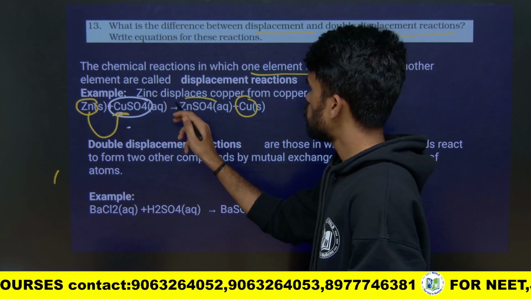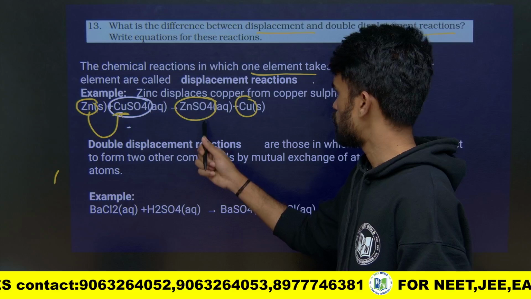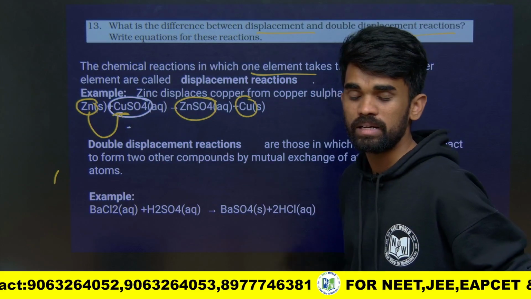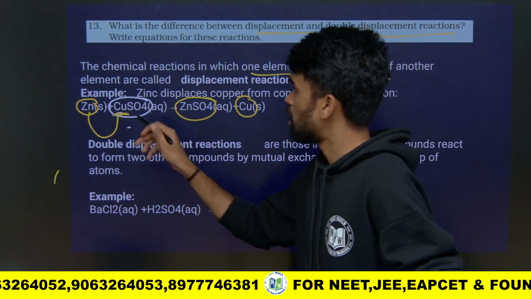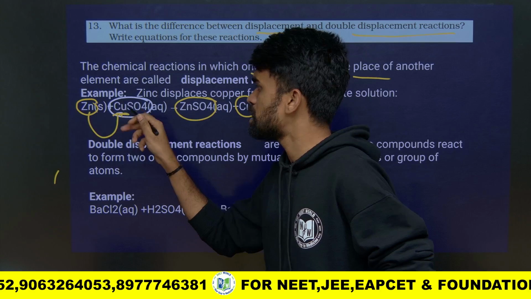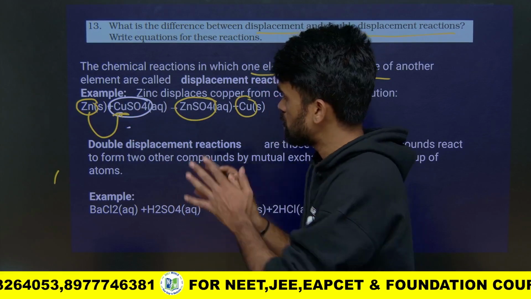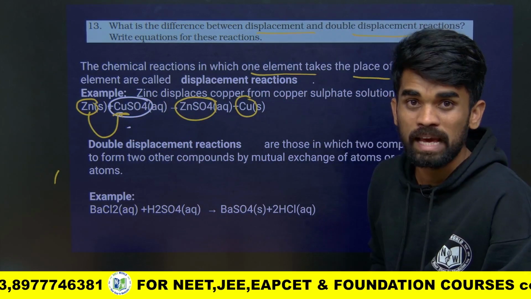Now see, zinc sulfate is on the product side and here it is copper sulfate. So what is the difference we are observing? The zinc is taking the position of this copper. That's it, no? So this is what happens in the displacement reaction.